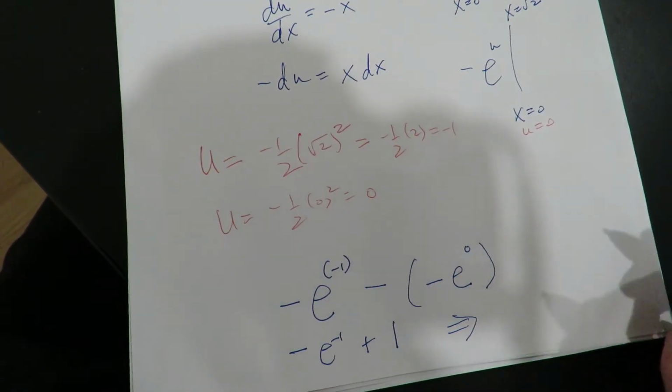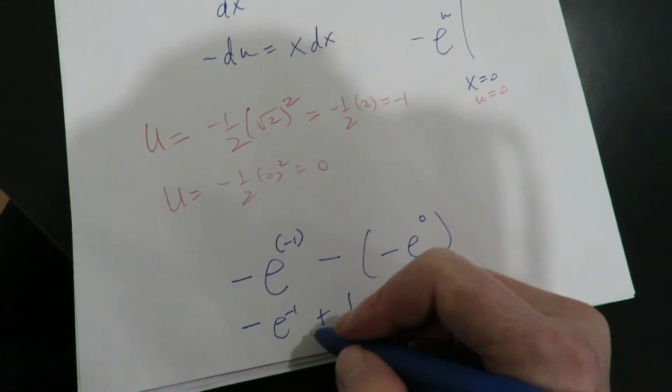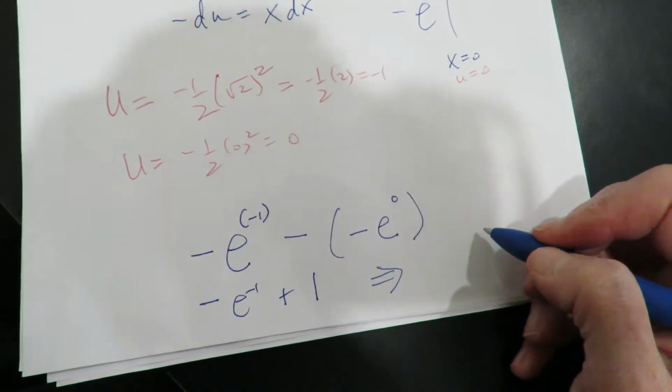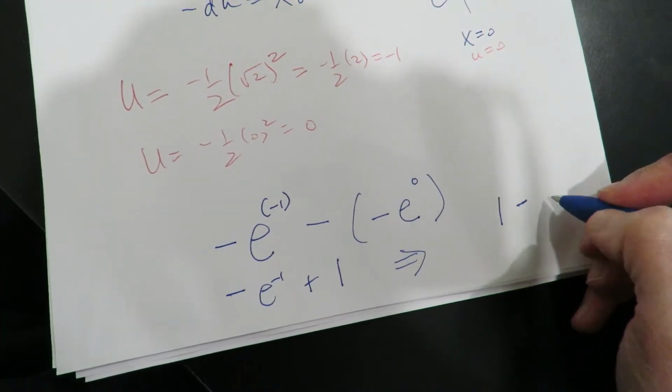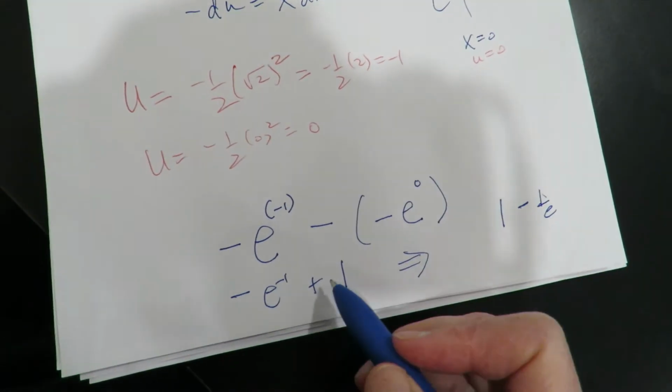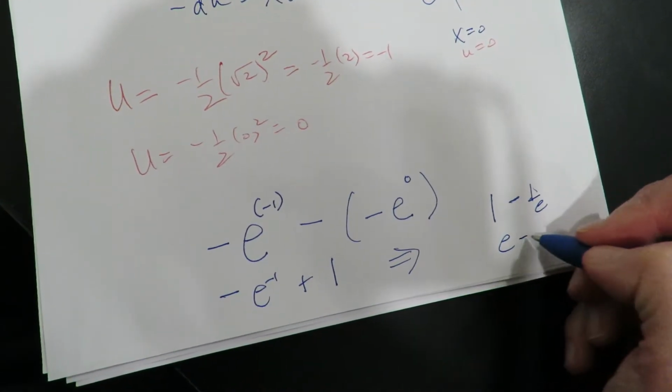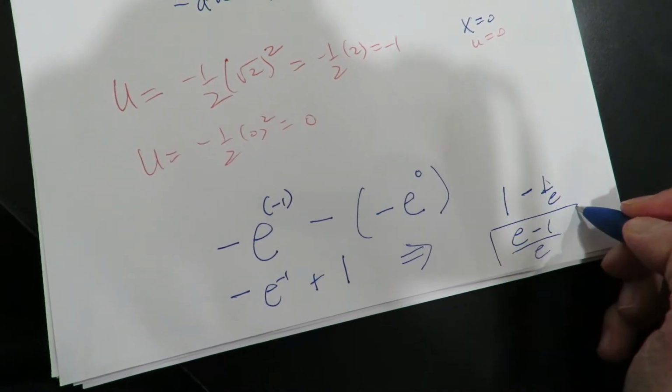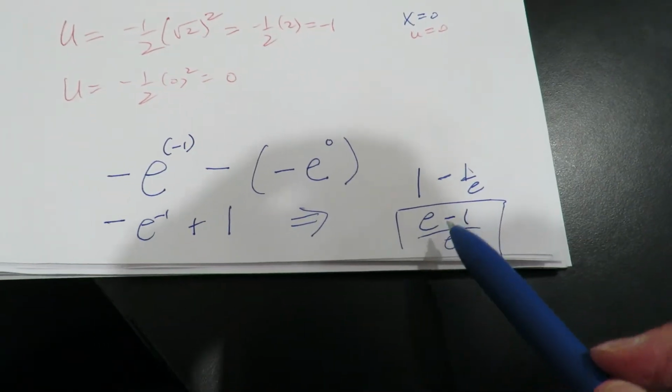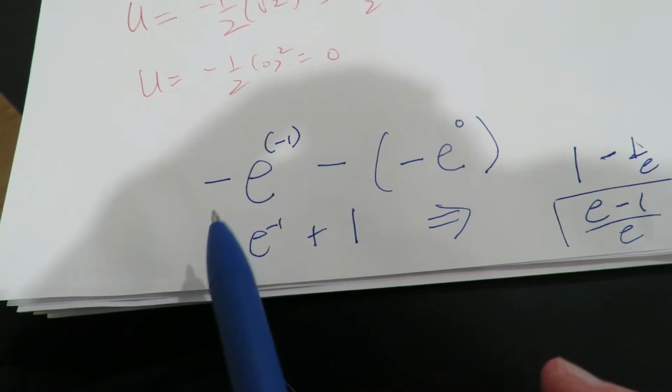There's really not much I can do with that. That's actually the answer right there. I'm just going to reformat it. So 1 minus 1 over e, which is e minus 1 over e. Decided to format it like that, but if you leave it like that, that's absolutely fine.